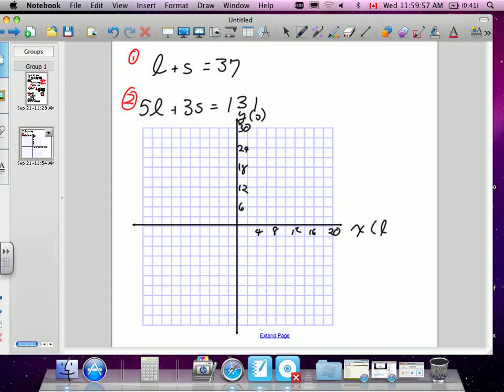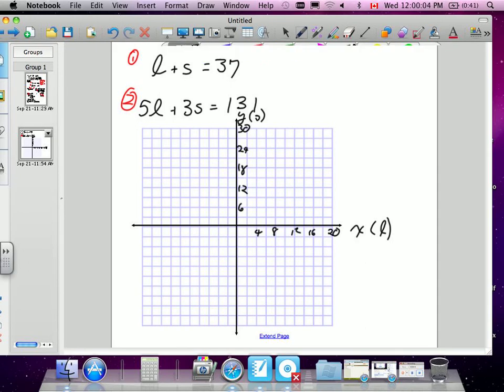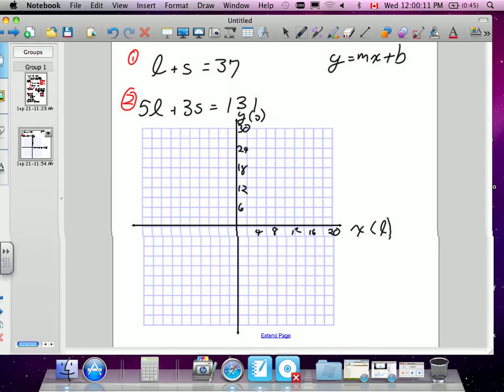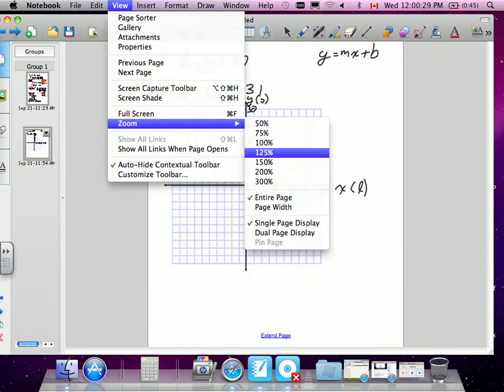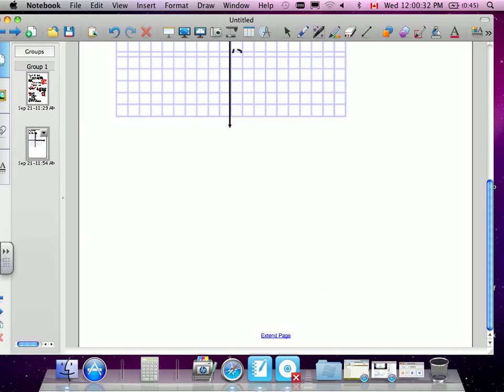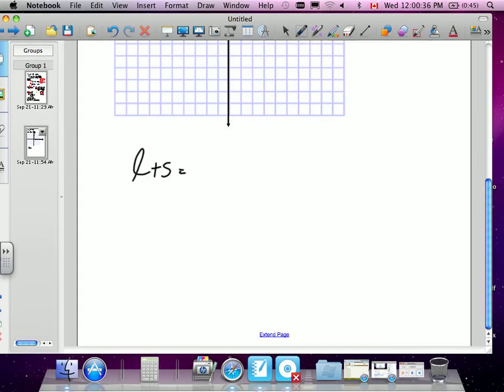And remember, to graph, we set things equal to y equals mx plus b. So, since we're using the letter S to represent our y, we're going to be setting each of the equations equal to S. So I'm going to rearrange these two equations. So equation 1, we had L plus S equals 37. S is going to be our y, and L is going to be our x. So I'm going to rearrange this so it's set equal to S. I move the L to the other side. I end up with S is equal to 37 minus L.